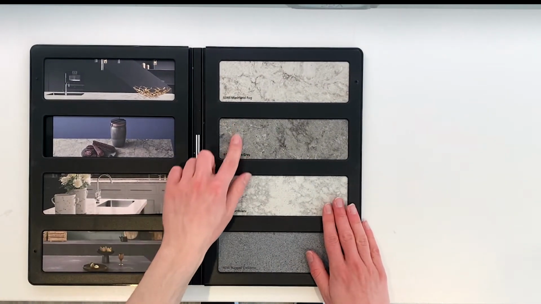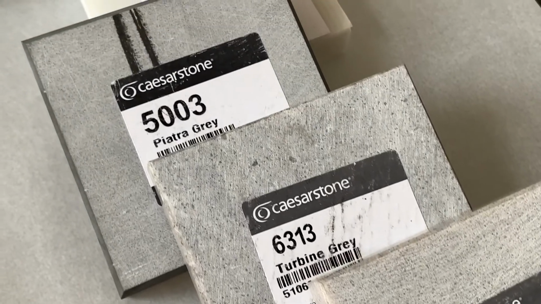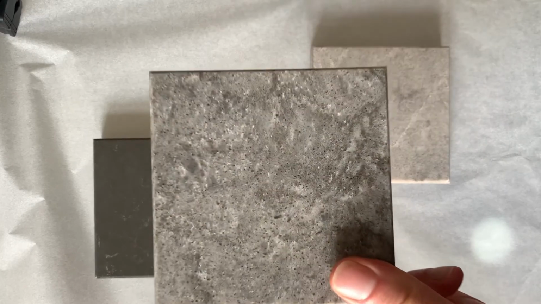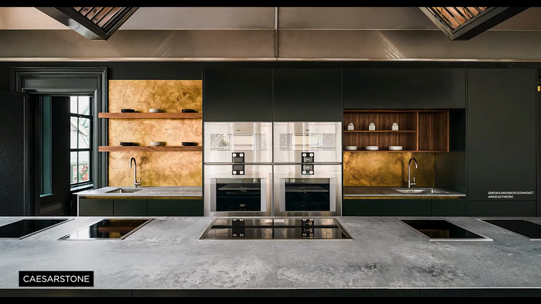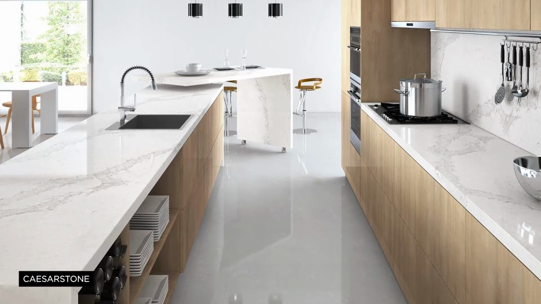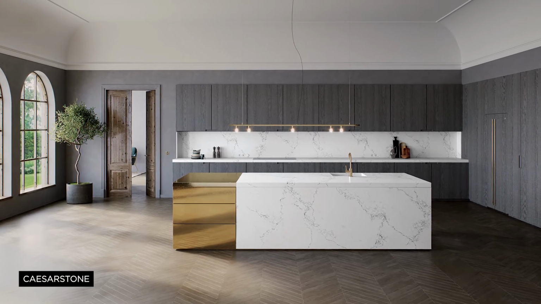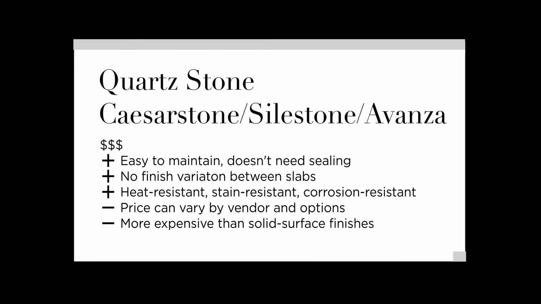There's also Silestone and Avanza. Quartz is similar to solid surfaces in that it's an engineered finish. It's lower maintenance and it doesn't need a sealer. There's very little variation in slabs because it's an artificial finish. It's heat resistant, stain resistant, and corrosion resistant. So it's really good for kitchens that are going to have a lot of use. It looks more natural than solid surface countertops. However, it is more expensive than solid surface, but generally lower cost than higher end stones.